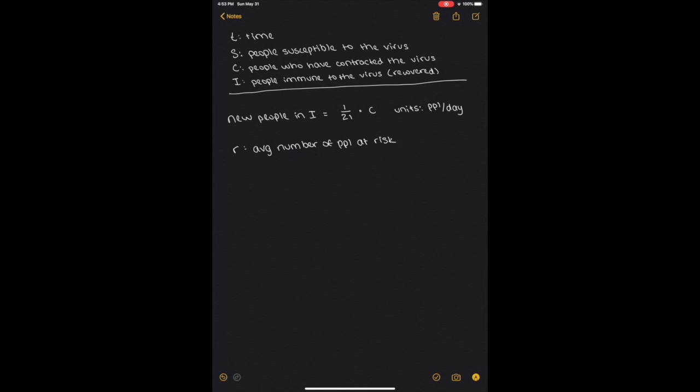Now we need a parameter that confines contagiousness, which is A. So A will be the contagiousness of the virus. The number of people at risk per infected each day can be given by A equals R times B. And in this case, B is basically the new people in the immune group. This means that if C people have the virus on a particular day, A times C equals the total number of people at risk every day.